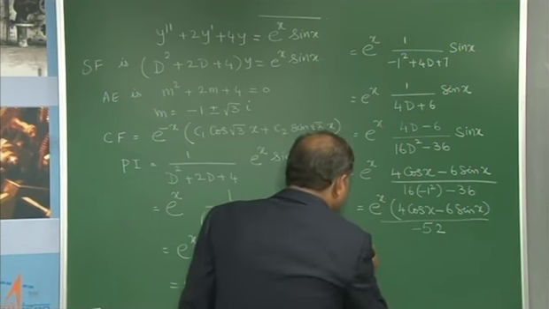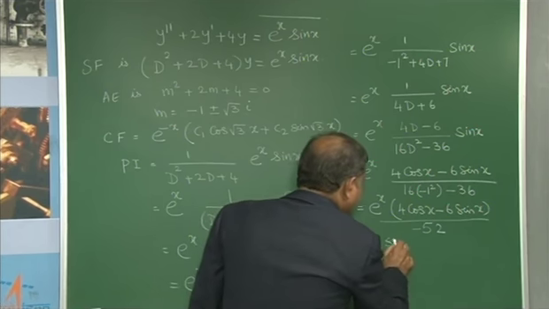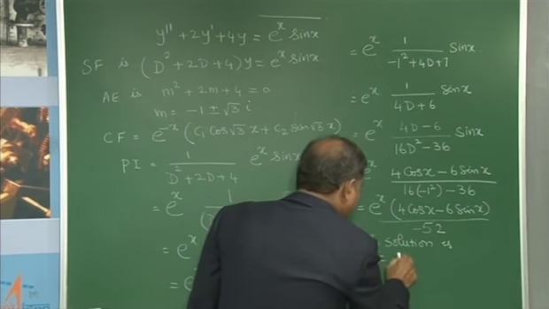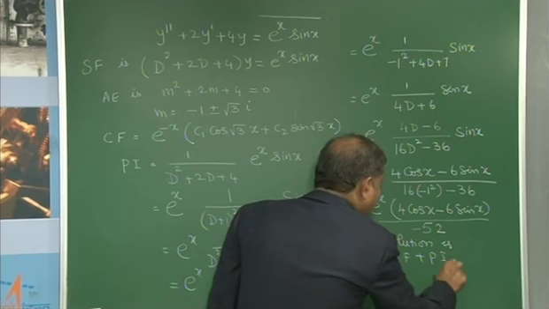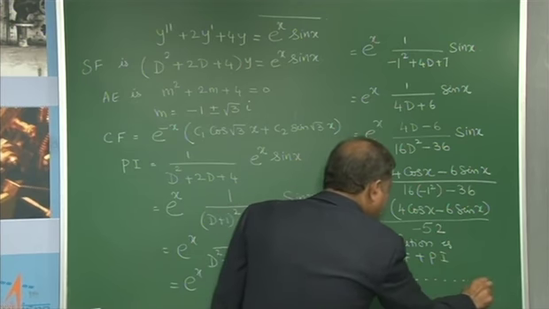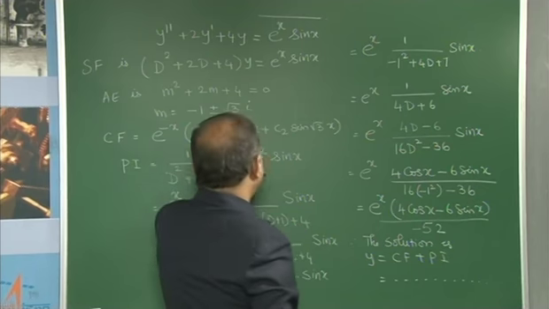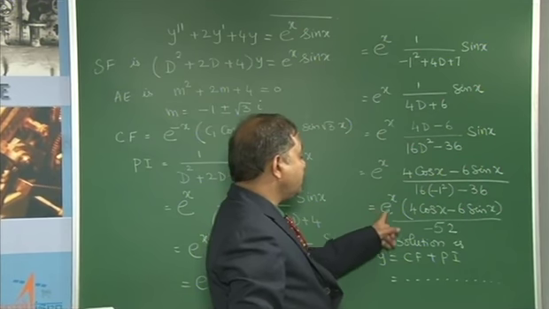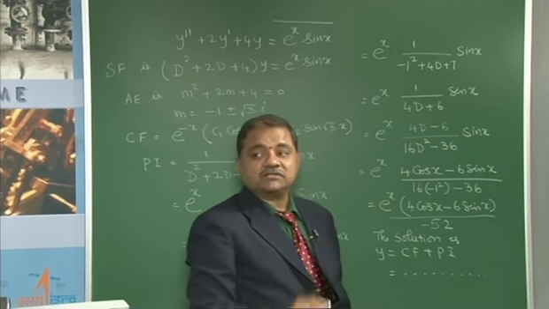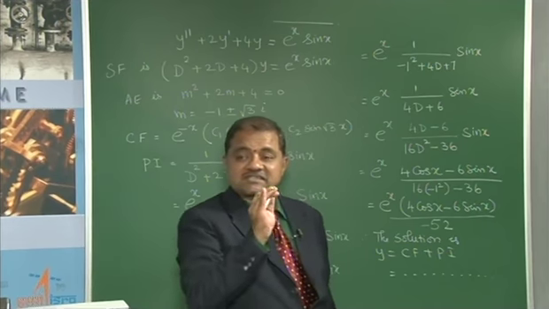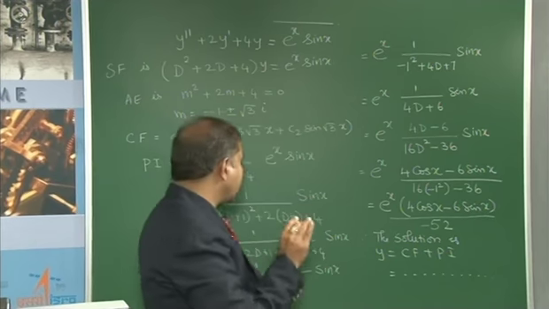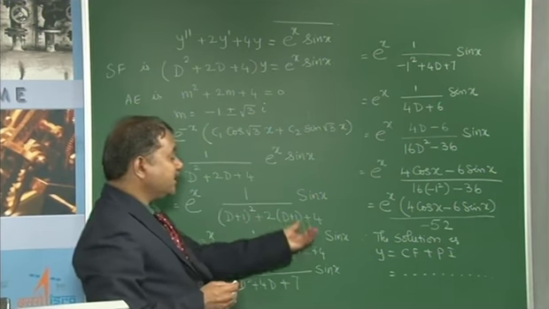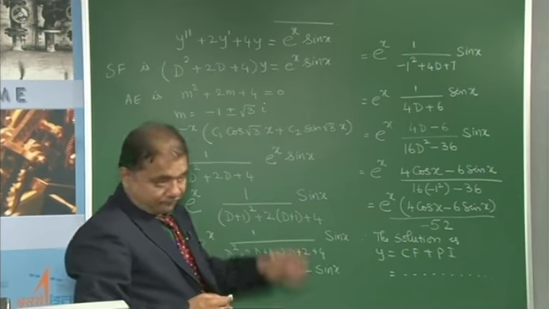Now complete solution. Therefore the solution is y is equal to CF plus PI. You write your complementary function, that is e power minus x (c1 cos root 3 x plus c2 sin root 3 x), then your particular integral, e power x into this, which gives you the solution. So the first step is most important in type 4 again. If I replace D by D plus a, then automatically it becomes a type 2 problem.